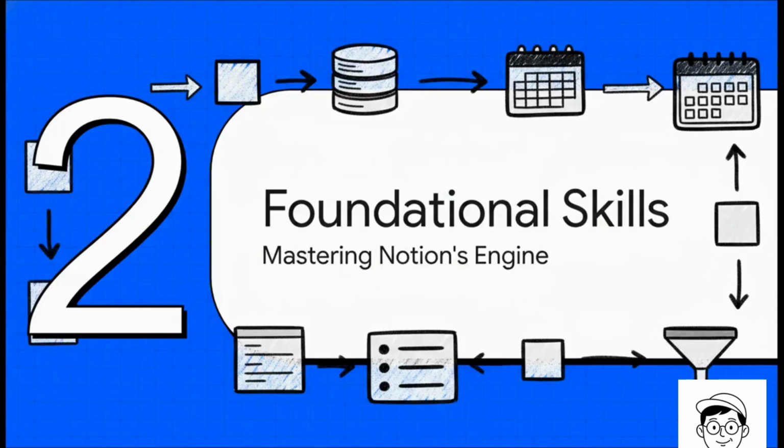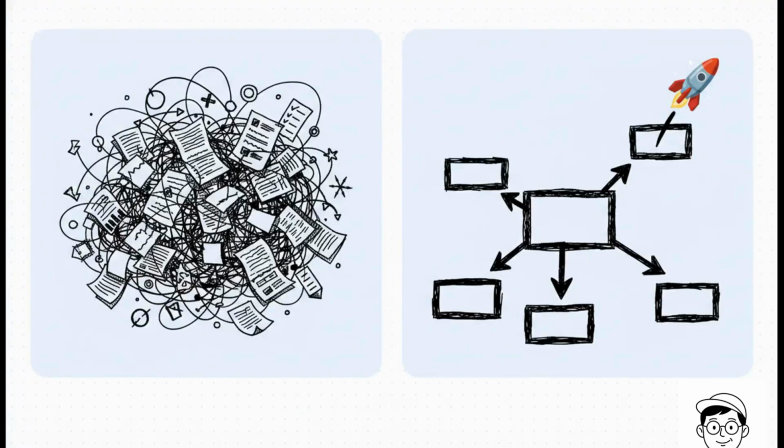All right, so you've got the mindset locked in. Now it's time to get our hands dirty with the core tools. Think of these as the foundational building blocks that power every single one of those advanced setups you've ever admired. Yeah, this visual, it pretty much nails the transformation we're talking about. On the left, you've got that digital junk drawer, where, let's be honest, a lot of us start. But on the right, that's where we're headed. A smart, interconnected system that actually works for you.